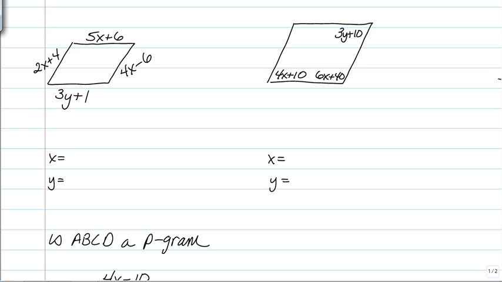So the first two are similar to the last video. Why don't you just pause the video and give both of these a try, and then we're going to take it a step further. So go ahead, pause it, see what you get.